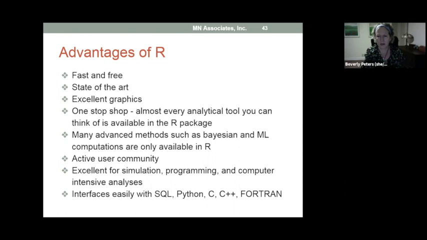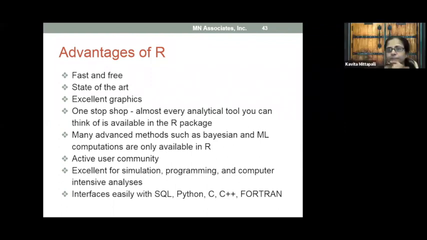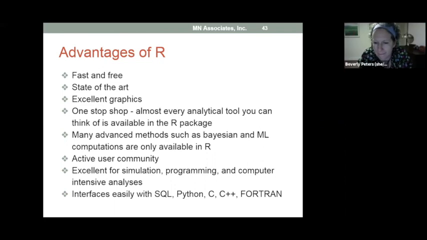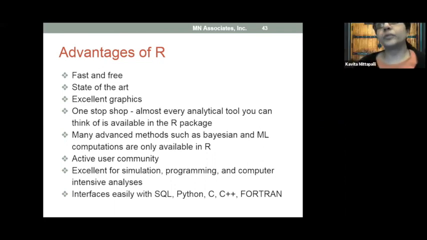Do you have any recommendations for online courses or other resources to help us develop our skills? For coding? To develop skills in R. Okay, in R. Okay, so there are several people who are actually offering training.